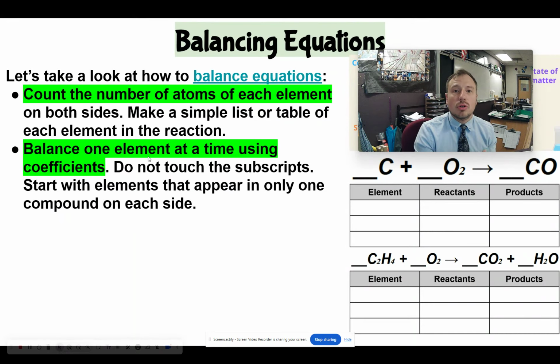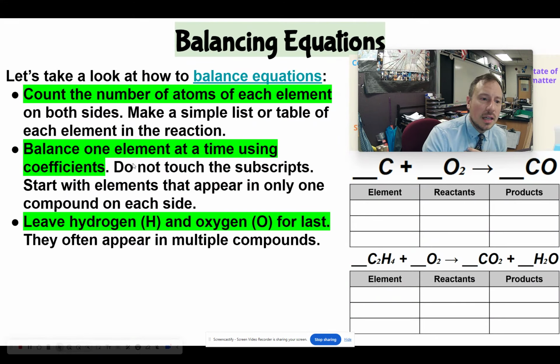Just like if you're in the grocery store, you can't say, I don't need these 2 hot dogs and take them out of the package. You have to balance using the coefficients, not the subscripts, right? And here's a good rule to start with. Start with the elements that appear in only one compound on each side. This might not be the best strategy for some, but this is a great place to start.